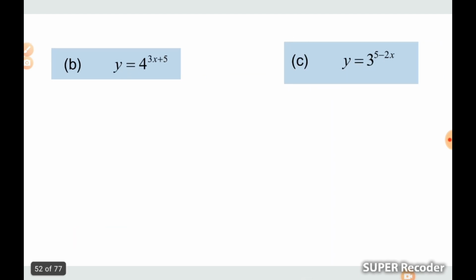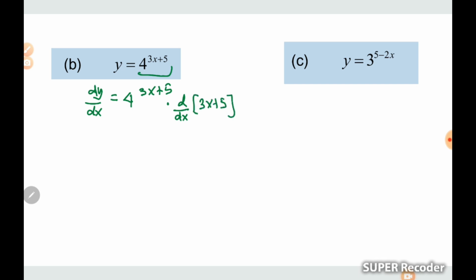B, if y equals 4 to the power of 3x plus 5, so how to solve? Differentiate y with respect to x is equal to, firstly you need to copy the exponential function, 4 to the power of 3x plus 5. Then you need to differentiate 3x plus 5. Then I will multiply by ln 4. So the answer is 4 to the power of 3x plus 5, then differentiate 3x plus 5, the answer is 3, multiplied by ln 4. So how to arrange the answer? This is the simplest form. You cannot multiply 3 with ln 4, you just leave the answer like this.